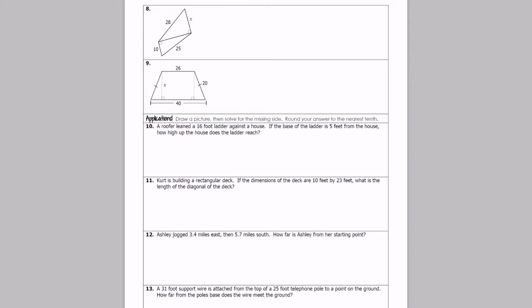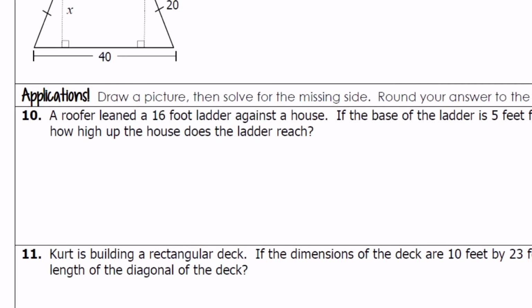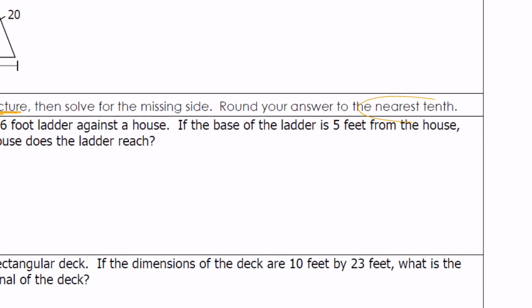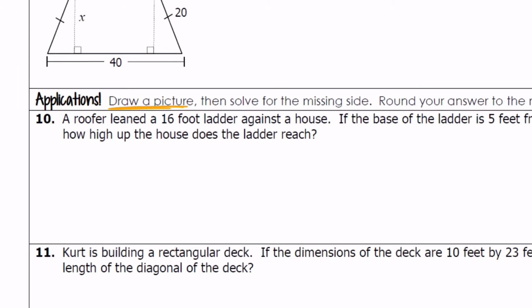Because I want to go ahead and move on to this application section on the back of the first page. Okay. So what this is wanting us to do is draw a picture for the situation, which is very important. I want to see pictures drawn. And then solve for the missing side. And again, we're rounding our answer to the nearest tenth. All right. So, number 10.